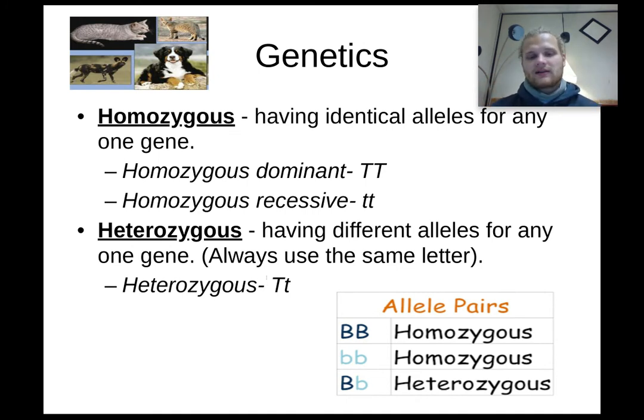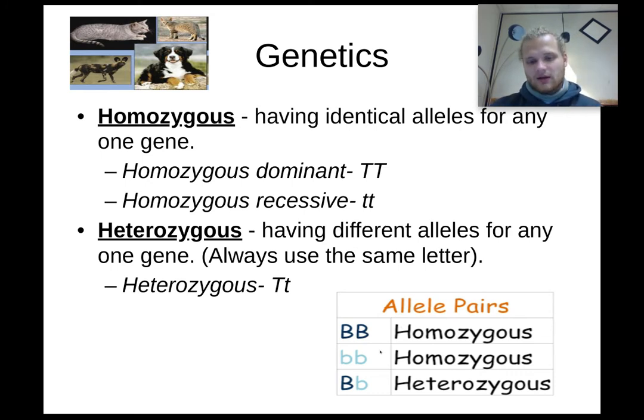A heterozygous, a capital T and a lowercase t, this capital T is going to be dominant over the lowercase, meaning you're going to be tall. Whereas the only way you're going to be short is if you had homozygous recessive and you had two lowercase t's. Now, obviously, being tall or short is a little bit more complicated than this, but this is how we simplify it down. So we got three different types of pairs you could have.